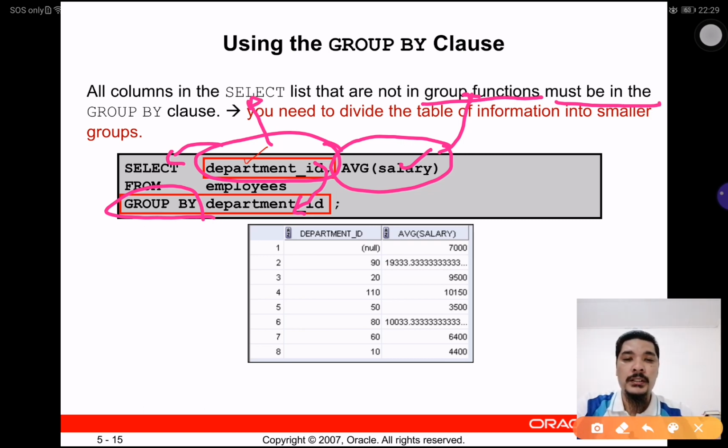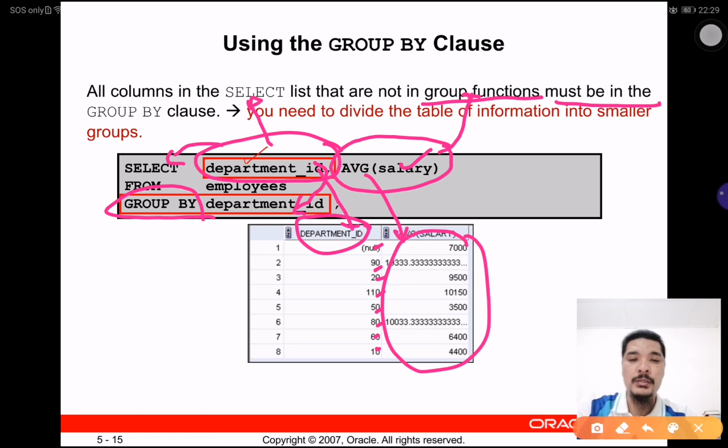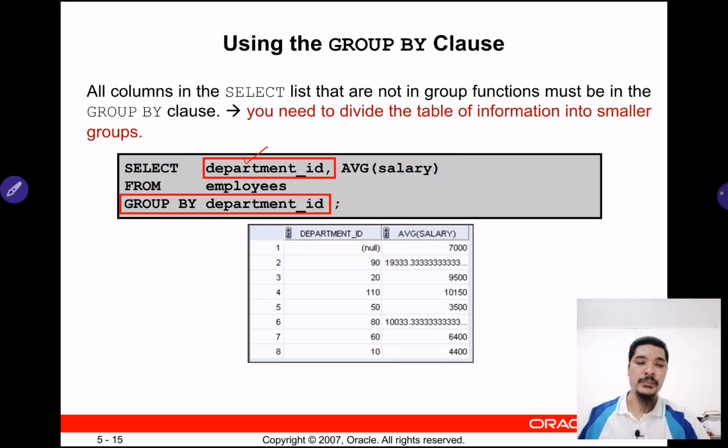Okay, so in this example, it will produce this department ID, and then department ID will be grouped by, so null, 90, 20, 110, 50, 80, and so on. And this is the average salary for each group, based on department ID. Alright, so let's move to the next one, another example.